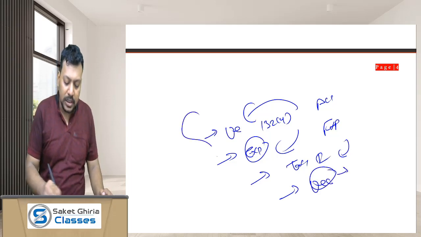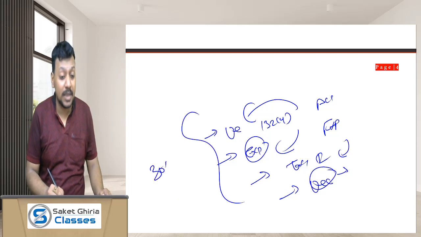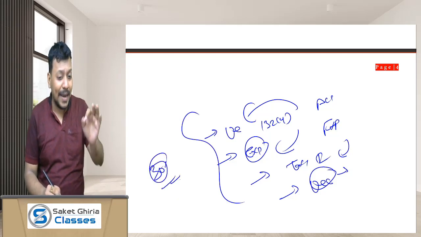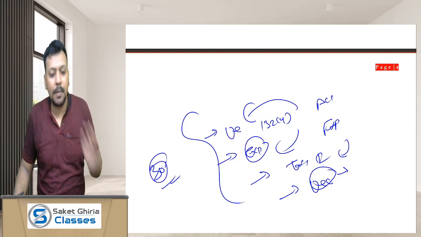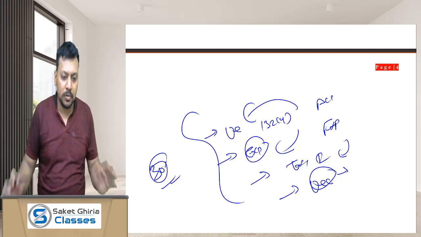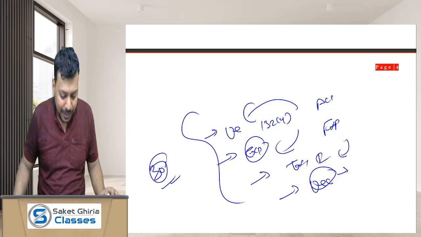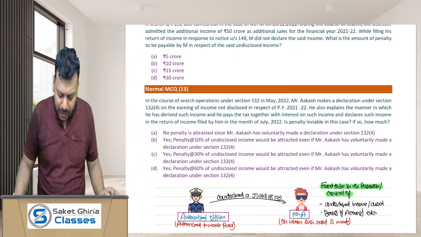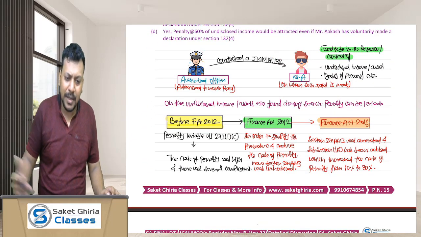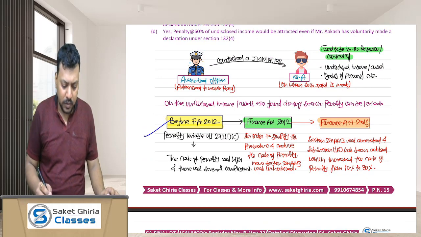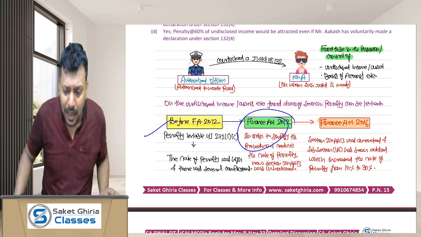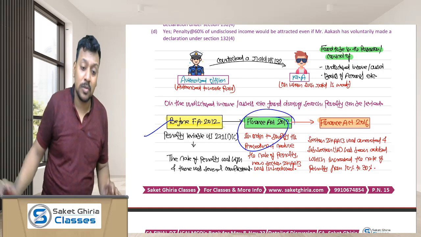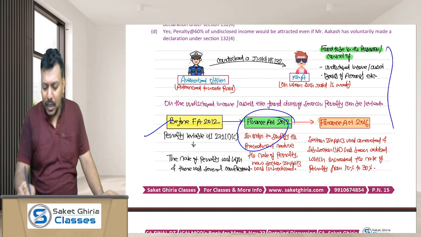If you make all these compliances, the rate of penalty would be 30%. And if you have made a mistake in any of the compliances, then the rate of penalty would be 60% of the undisclosed income. So I hope you guys got the clarity. And here we have given the detailed explanation of how it was amended and so on. So what was the provision before Finance Act 2012, then what happened by Finance Act 2012, then what was done by Finance Act 2016. So if you are interested in reading, you can read from here.